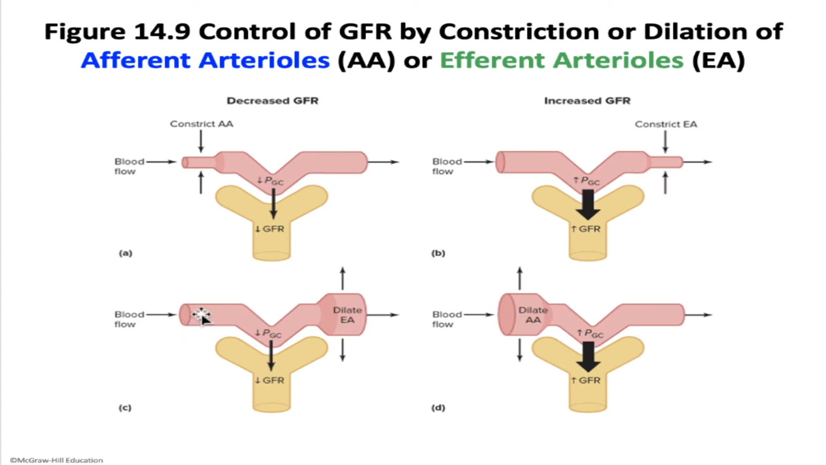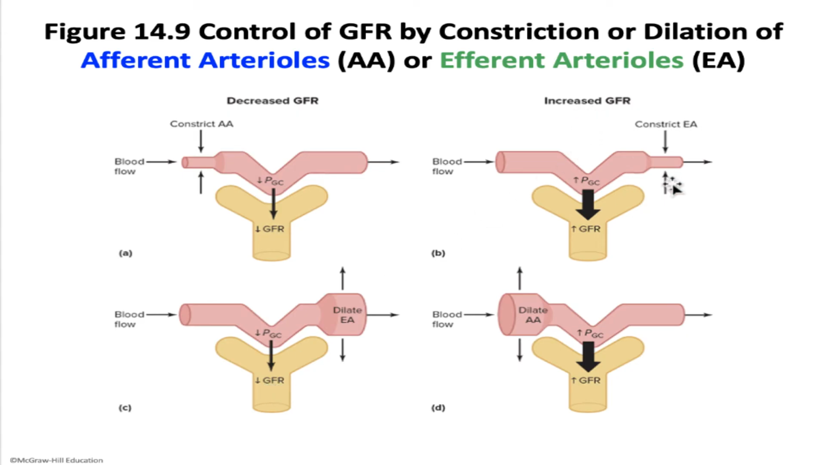Now, if we do the same thing, but this time we dilate the efferent arteriole by relaxing its muscles, we will also have a reduction in blood pressure. And that will also lead to a reduction in filtration.